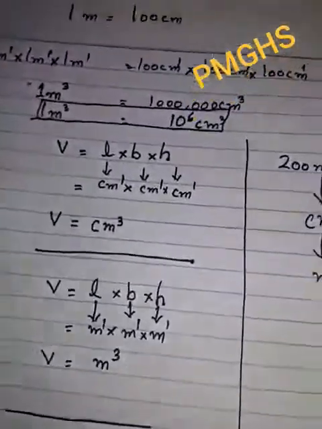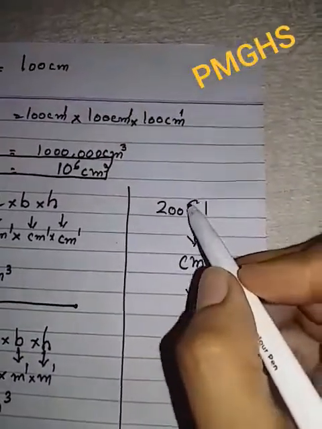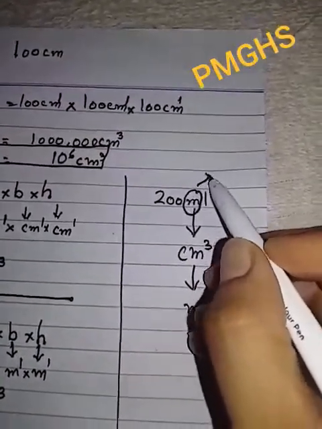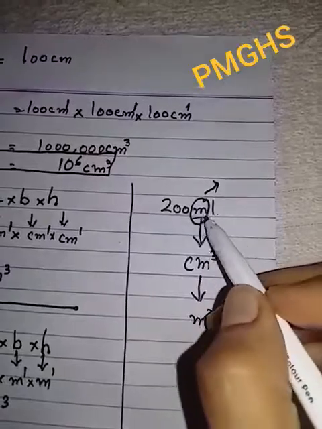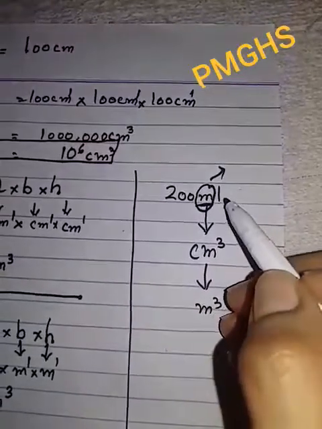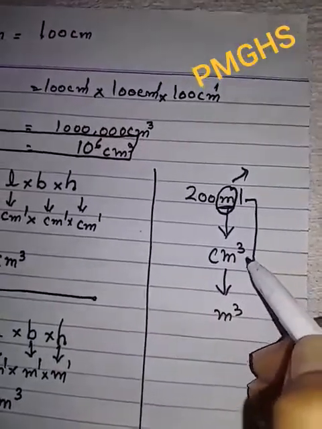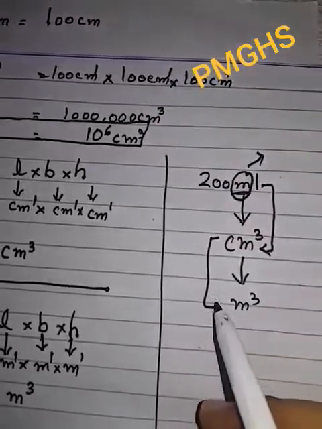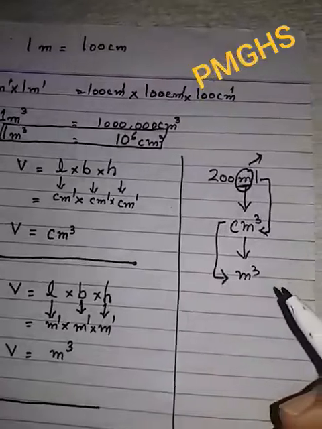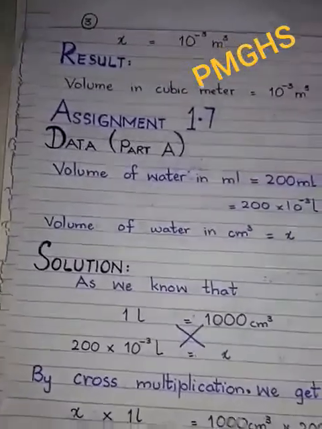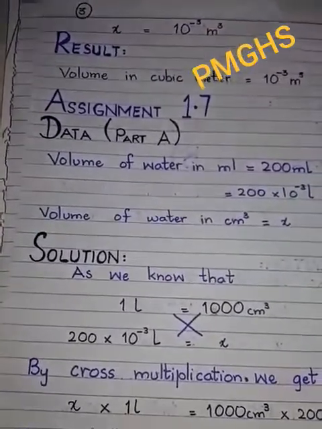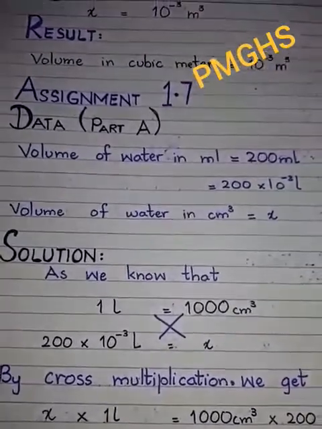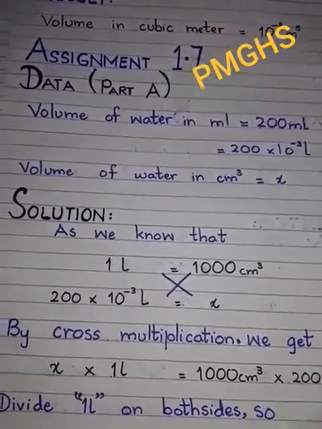So what we will do, girls: first we will eliminate this milli, then we convert liter into centimeter cubic, and then we convert this centimeter cubic into meter cubic. This assignment question consists of two parts. First we will arrange the data for part A, and then we arrange the data for part B.